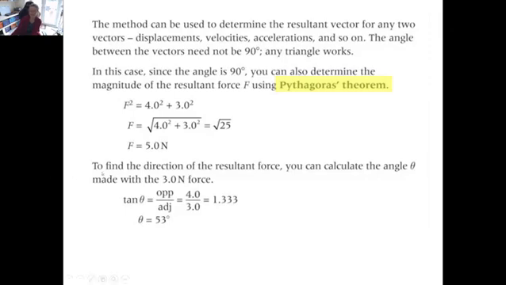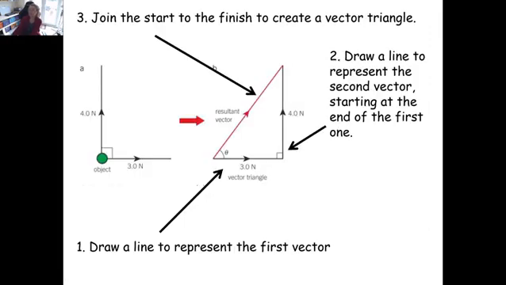And then to find out the angle that it's at, we can just take the opposite side divided by the adjacent side, and that will give you the tangent of the angle. So that equates to a value of 53 degrees. So it's very easy to solve that vector, and you can see how that object will move with the force that's applied to it and the direction in which it will move.